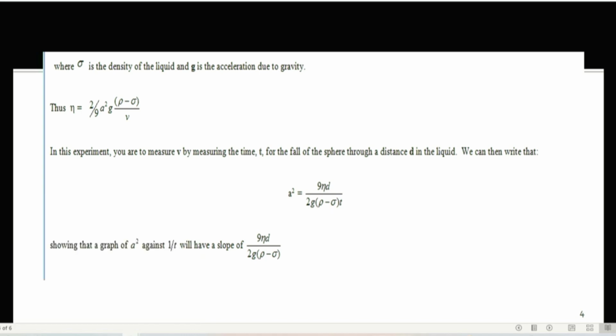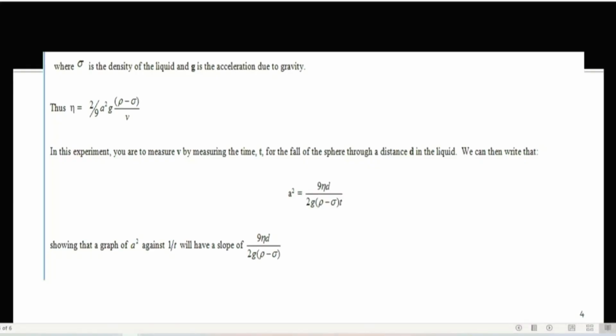Now we can then write that a square equals, that is the acceleration of the fall, equals 9 multiplied by eta, that is the coefficient of viscosity, multiplied by d, the distance of the fall, divided by 2 multiplied by g into bracket rho minus sigma multiplied by t. So if you have this expression, you can easily get the acceleration of the fall.